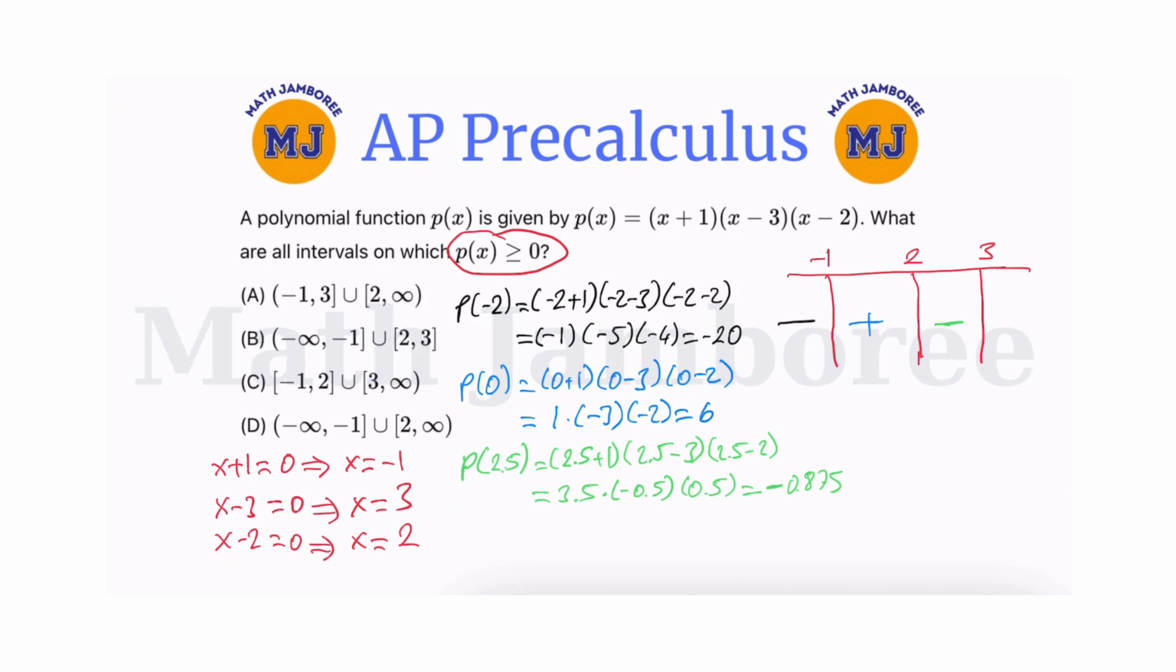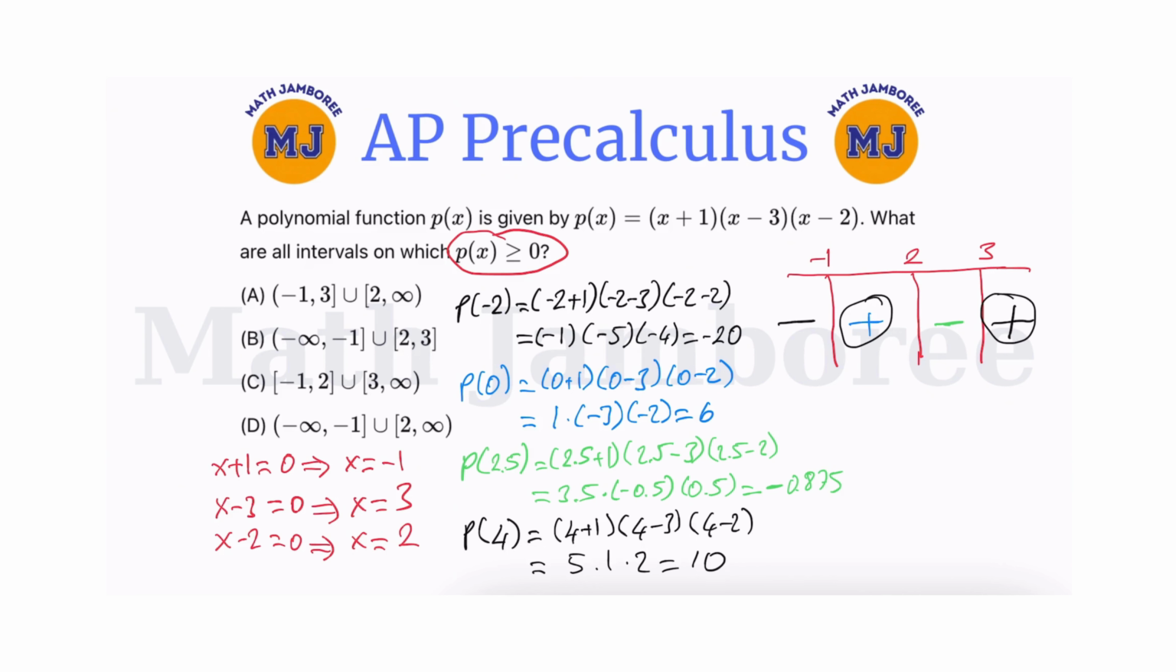After 3, we can use a value, let's use 4. Now we substitute 4 for x. This becomes 4 plus 1, 4 minus 3, and 4 minus 2. If you substitute these, 5 times 1 times 2 gives you positive 10. So p of x is positive in this interval. We were looking for positive intervals, and we found them here and here.